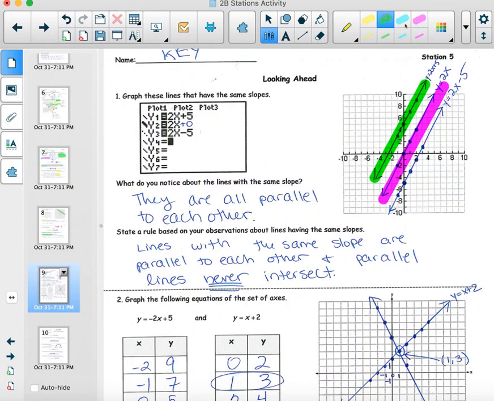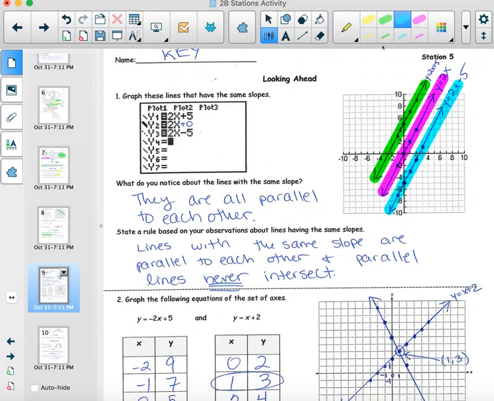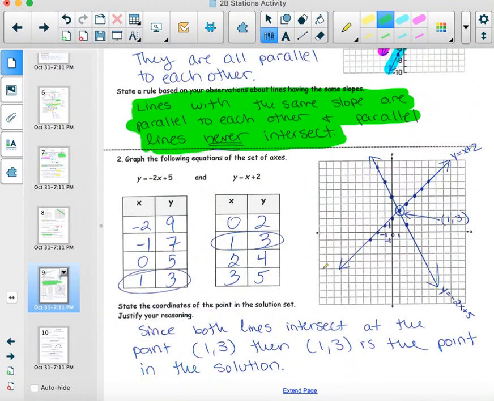Parallel lines, and this is up and coming. Notice this is our looking ahead topic. Parallel lines never intersect. Okay, so I have that right here. State a rule. You can write down that parallel lines never intersect, and they are lines with the same exact slope. Hopefully that makes sense. If there are 2 things that are parallel to each other, they're never going to touch.